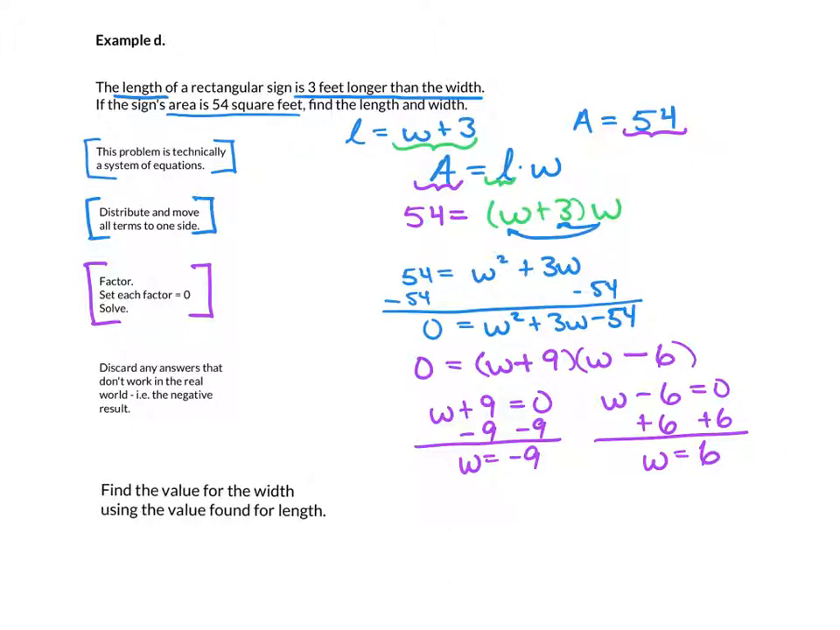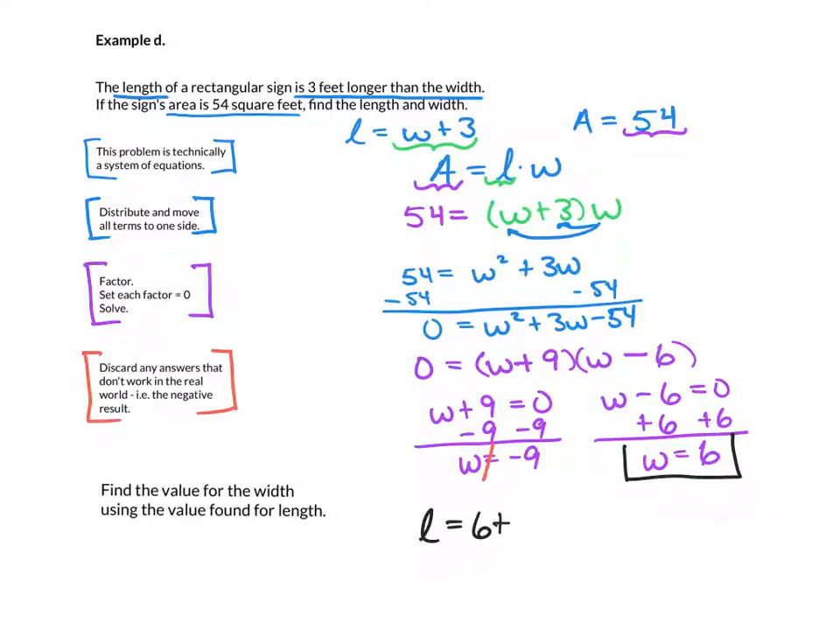Again, we want to discard any answers that don't work in the real world. Can you have a width of negative 9? No. We get W equals 6.